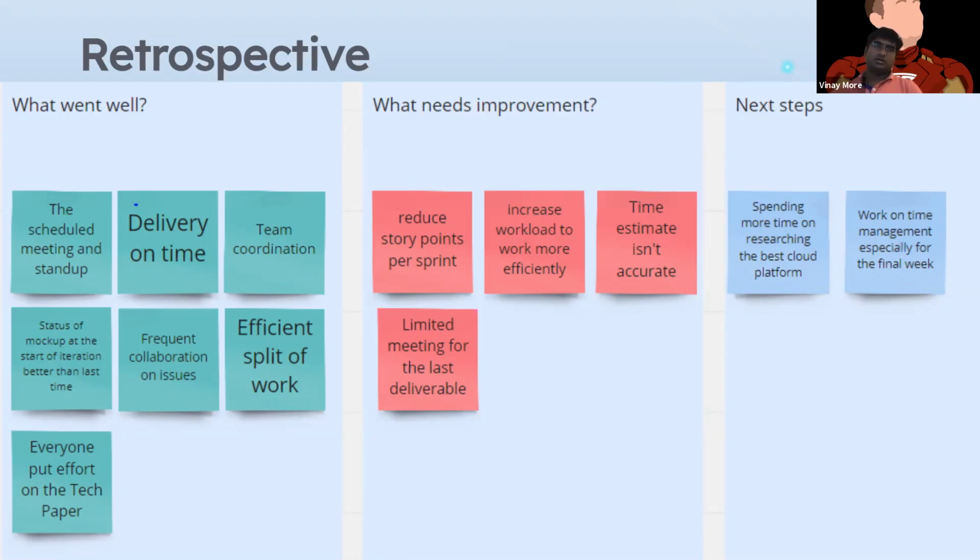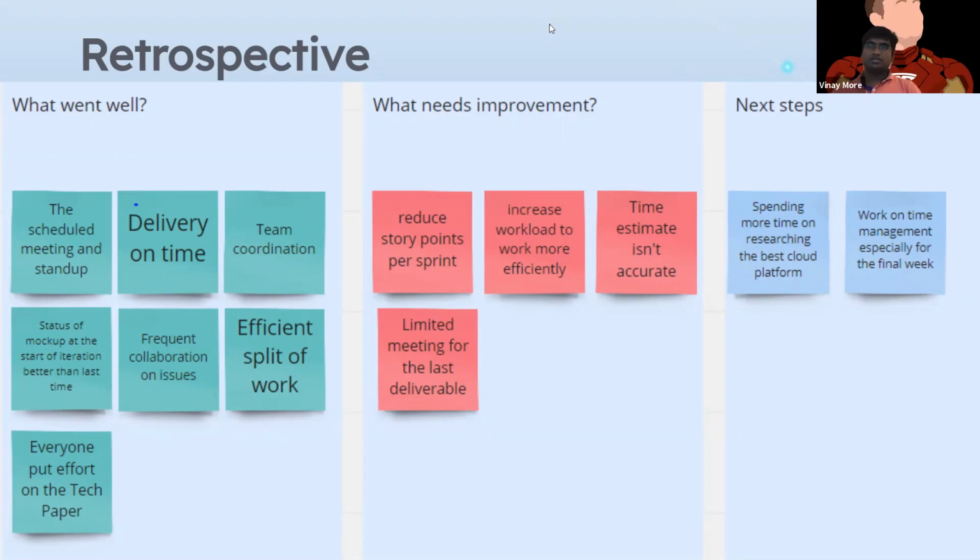In the current sprint, what went well is that all the members were present for all the scheduled meetings and stand-ups, and the efficient split of the work helped us complete the work in time. We delivered all the tasks on time, and team coordination played a significant role in this sprint. We collaborated frequently on technical issues. What needs improvement is that we have to reduce the story points per sprint and increase the workload to work more efficiently. And the time estimate for the sprint was not accurate, so we have to improve that also.